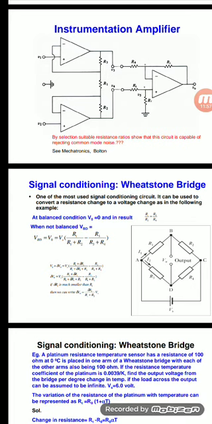Okay, AC to DC conditioning. One of the most used signal conditioning circuits. It can be used to convert a resistance change to a voltage change, as in the following example. At the balanced condition, V is not equal to 0. The result will not balance VD. The result R1 by R2 equals R3 by R4. That means R1 is equal to R3, R2 is equal to R4.